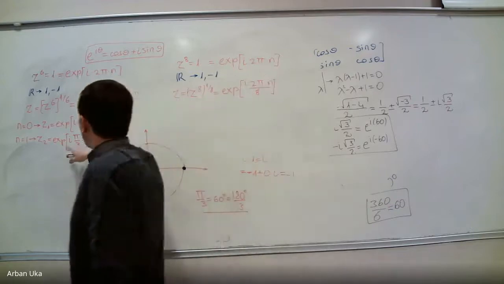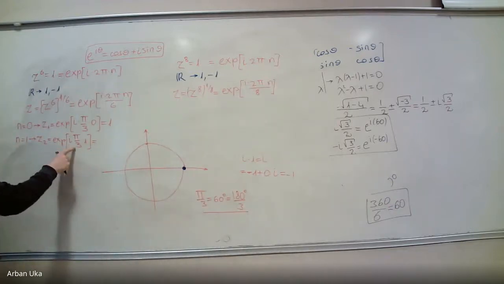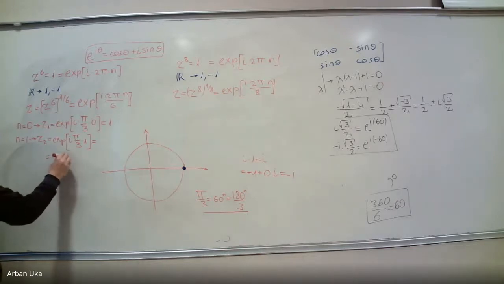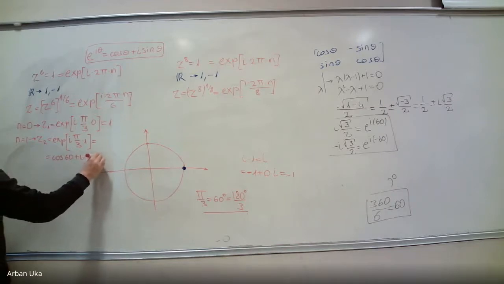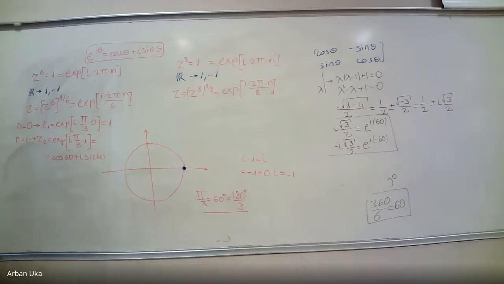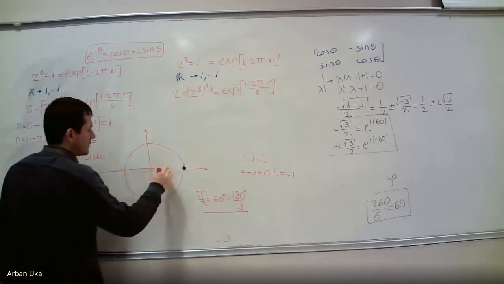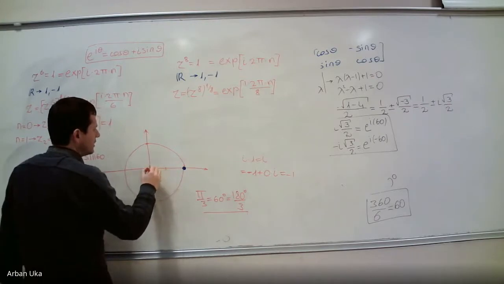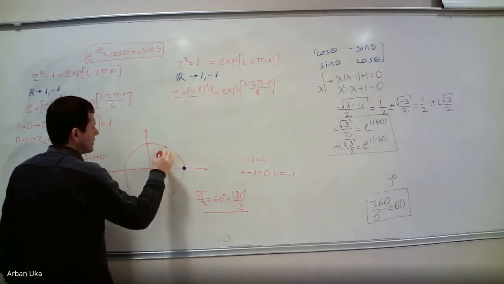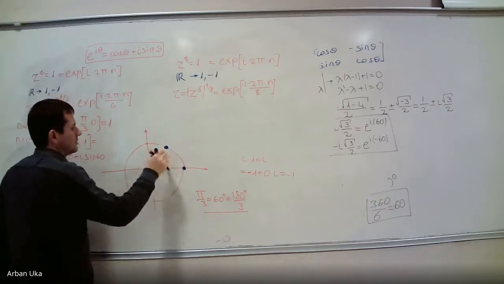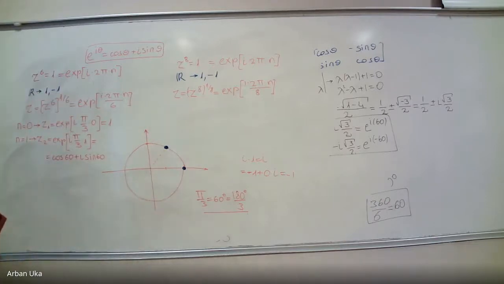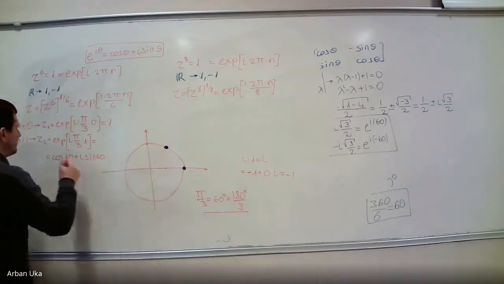So what is the exponential of i times pi over 3? This is equal to cosine 60 plus i sine 60. Okay? What is the cosine of 60? It's 1 over 2. So it's 1 over 2 here. So then we get this value. Okay? So this is Z2.